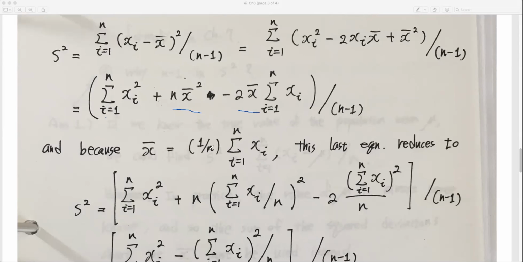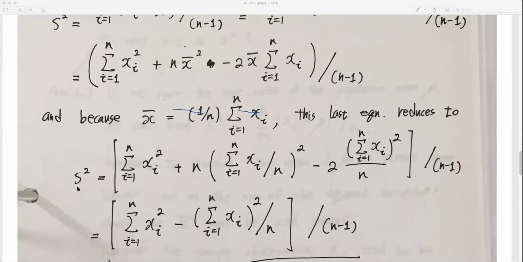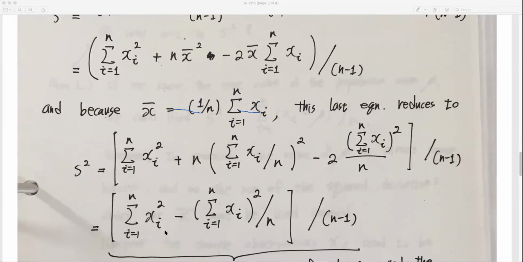So substituting 1 over n times sigma xi into x bar square and x bar, we're going to get this. See, n times this, I'm talking about the second term in the numerator. So sigma xi over n square, and then xi sigma xi square over n, right? So now, what is this?